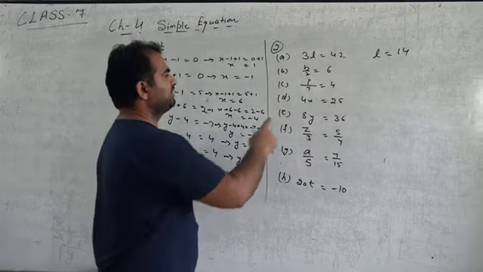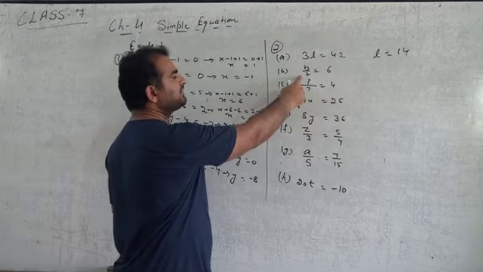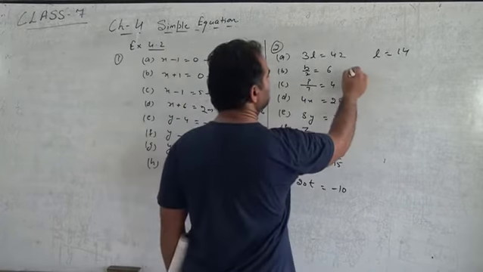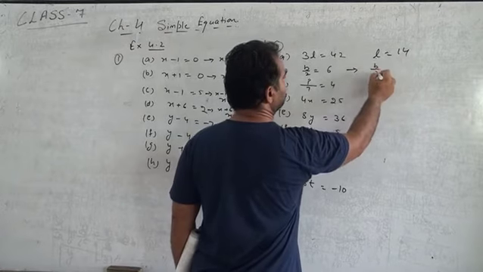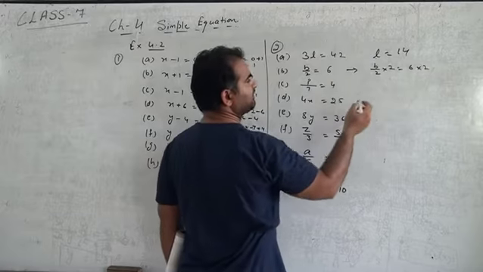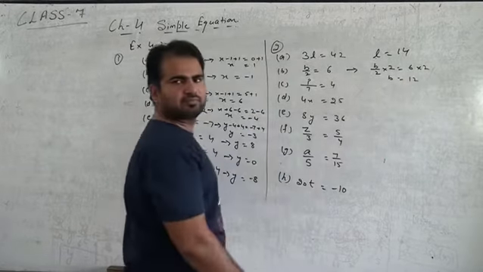Next, we have b upon 2 here. So we have to multiply this number by 2. So it will be like, I am explaining one, b upon 2 multiplied by 2 equals to 6 into 2. So what will be the value of b? b will be 6 into 2, which is 12.